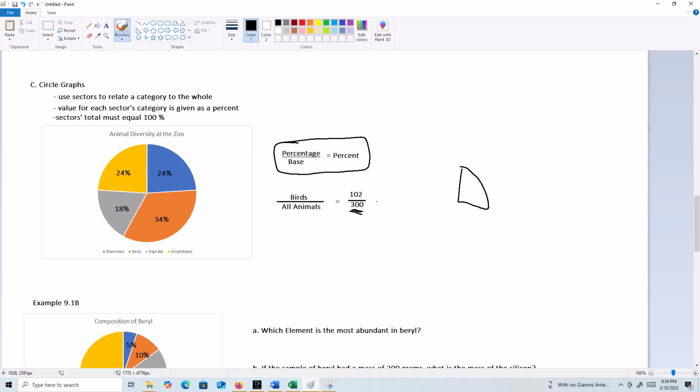So 102 divided by 300 equals about 34%. Or it does equal 34%. So that's the reason we have 34% right there in our pie chart.